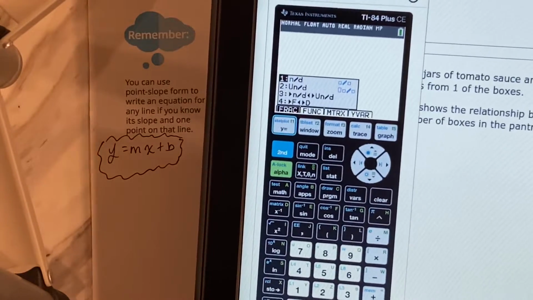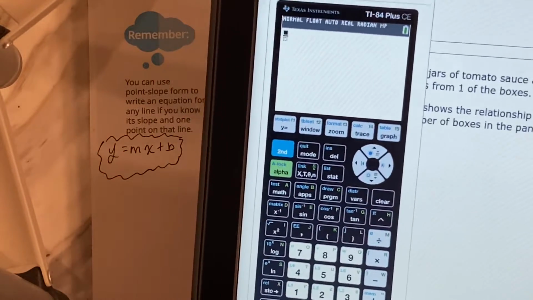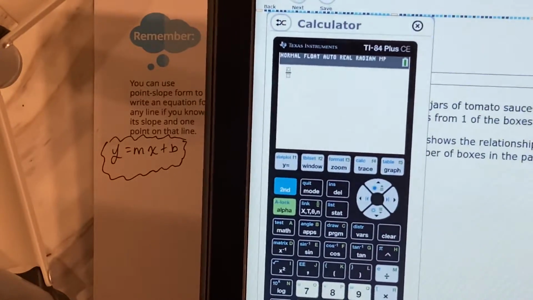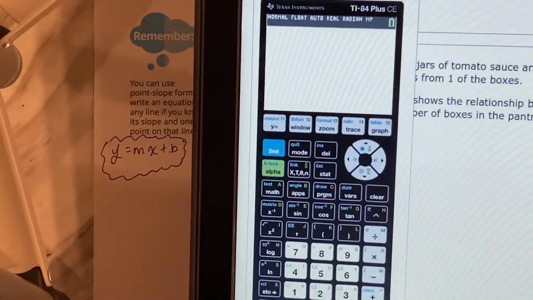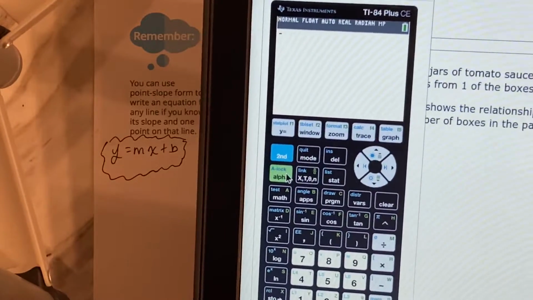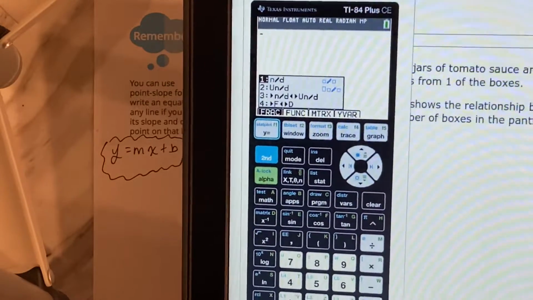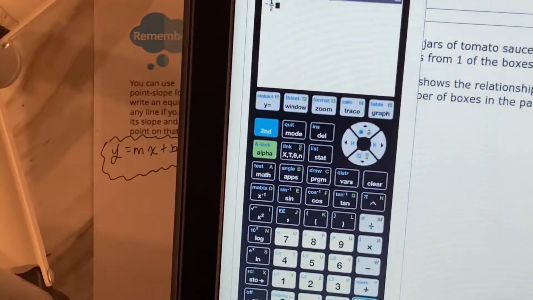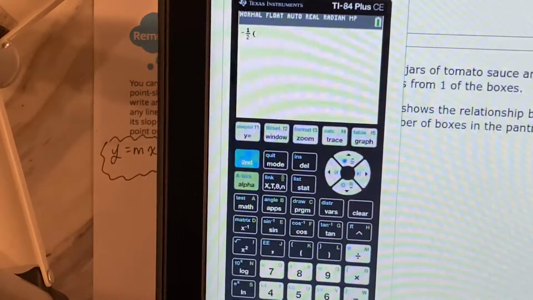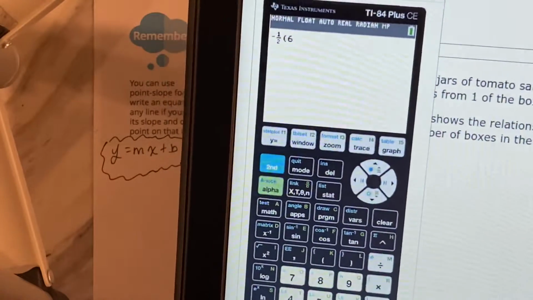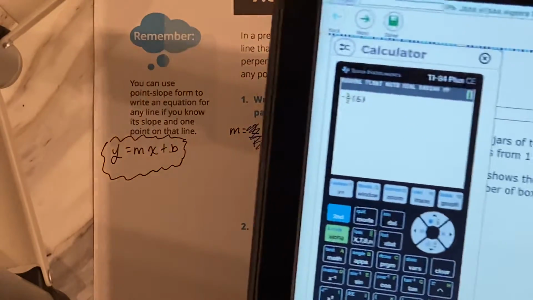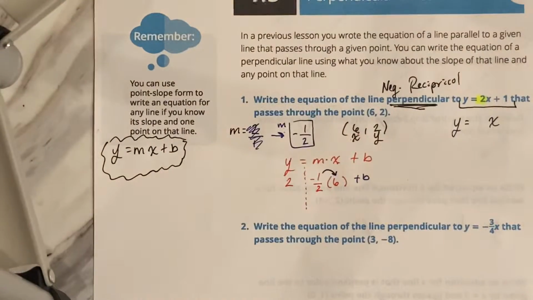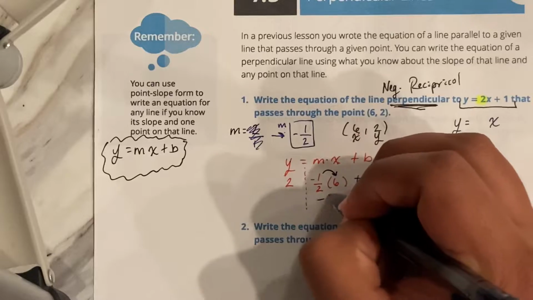Alpha y equals, enter. Sorry, I forgot, it's negative 1 over 2. So I'm going to put a negative in the front. Negative alpha y equals, enter, 1 over 2, parentheses, 6. Putting it exactly how it is right there. Check it out, exact same thing. Press enter, I get a negative 3. And put negative 3 right here.